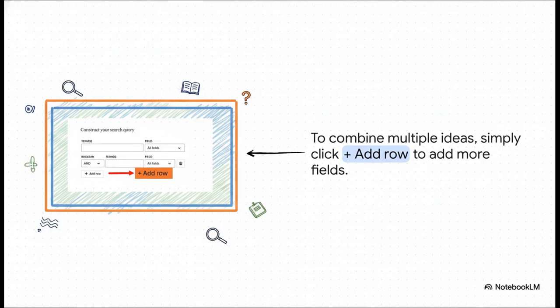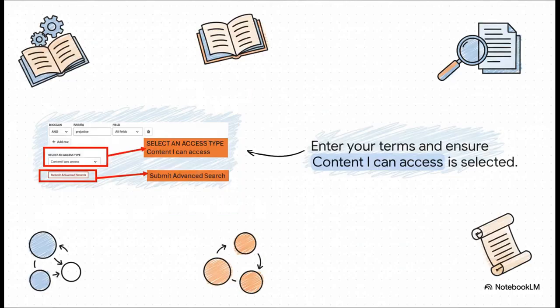So what happens if your research topic is a little more complex, maybe connecting 2 or 3 different ideas? No problem at all. See this little button here? You just click plus add row and you can create as many search fields as you need. This lets you build a really sophisticated, layered query. So let's put this into practice. Let's say we're searching for Shakespeare and prejudice. We'll type those in, and now look down at the bottom, and this is super important. Make sure that content I can access is checked. This is your secret weapon against hitting those annoying paywalls.